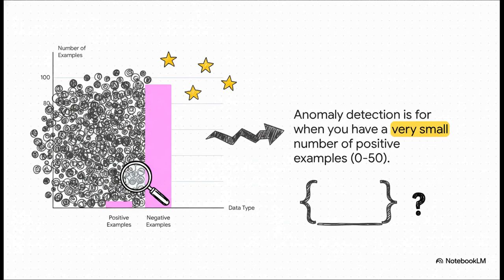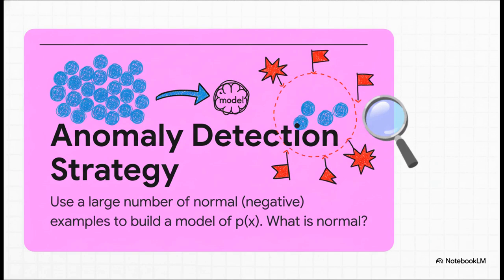It's a massive imbalance. So here's the brilliant trick. Instead of trying to learn what an anomaly looks like from just a few examples, which would be almost impossible, anomaly detection completely flips the problem on its head. It takes all that normal data you have and builds a super precise model of what normal is supposed to look like. Then its job is simple. Anything that shows up and doesn't fit that model, bam, it gets flagged as an anomaly.